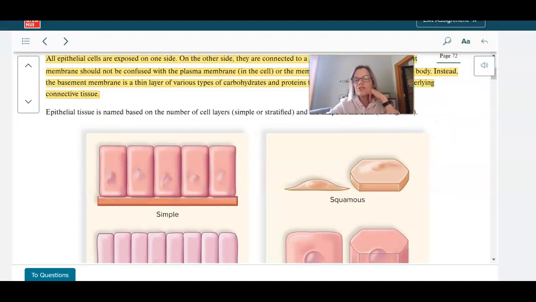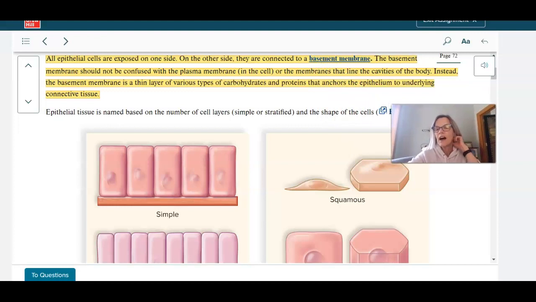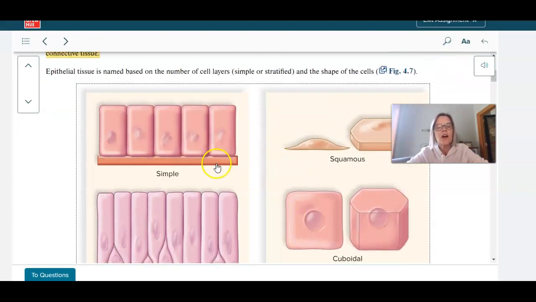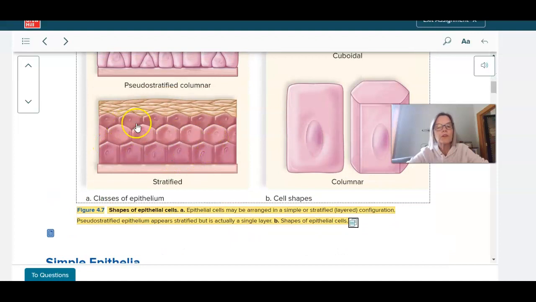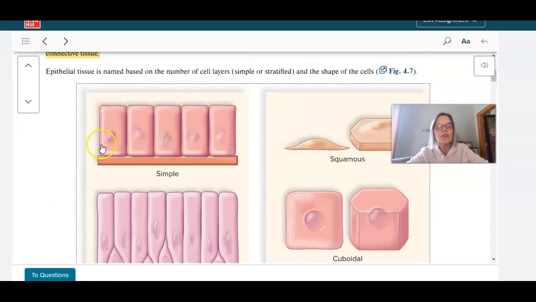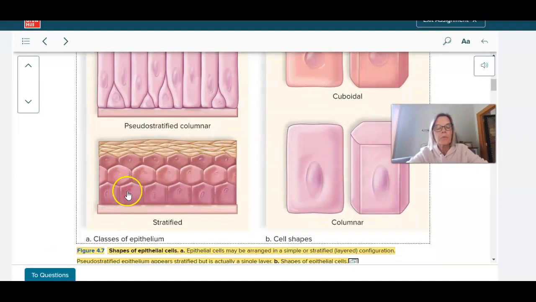So epithelial tissues are named in a very organized way, unlike connective tissues that seem to have lots of different names, usually based on what they look like. But epithelial tissues have kind of more generic names. And there's two things you're going to look at. One is when you look at the epithelial tissue, are the cells in a single layer or are they in multiple layers? And so here it's showing you a single layer of epithelium is called simple epithelium, and multiple layers, one on top of another, is called stratified.